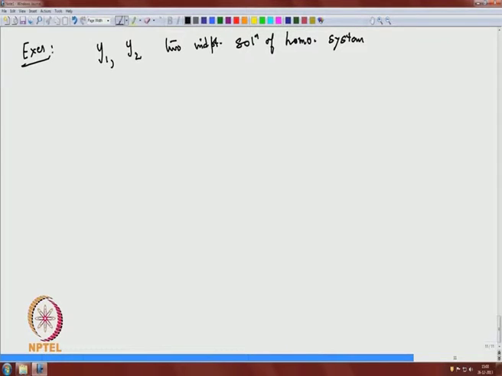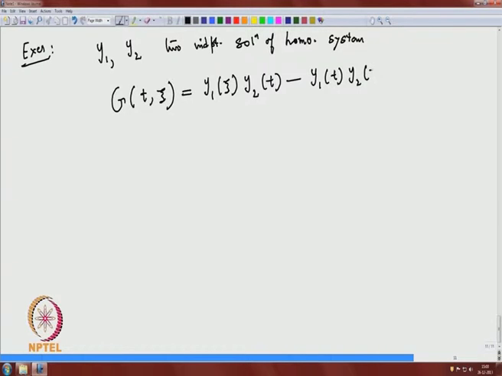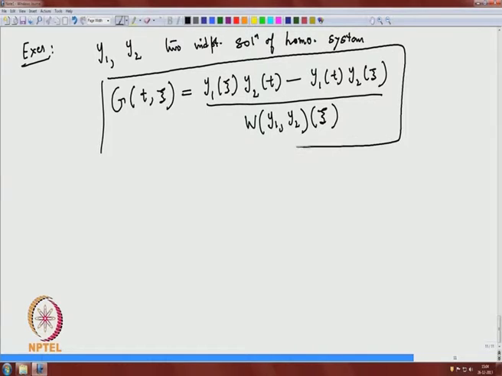If y1 and y2 are homogeneous solutions, then you can compute G(t, psi) to be nothing but y1 of psi y2 of t, careful with psi and t, minus y1 of t y2 of psi, divided by the Wronskian of the two evaluated at psi. That is something you have to do. So, you have a representation of solutions.